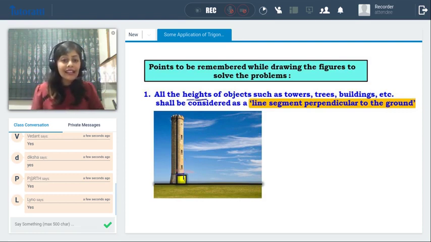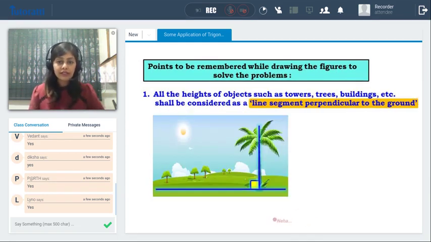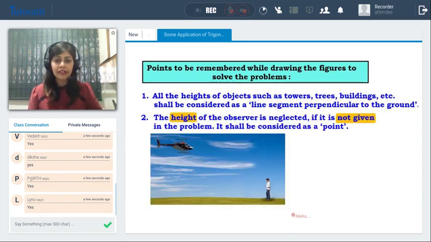Okay, so that means we are definitely going to have right angle triangles. Now, the next important point is, observe trees, buildings, all these are perpendicular to the ground.